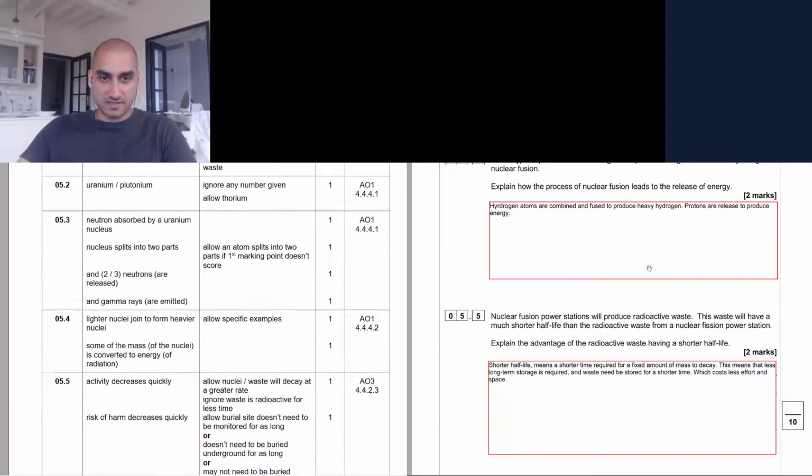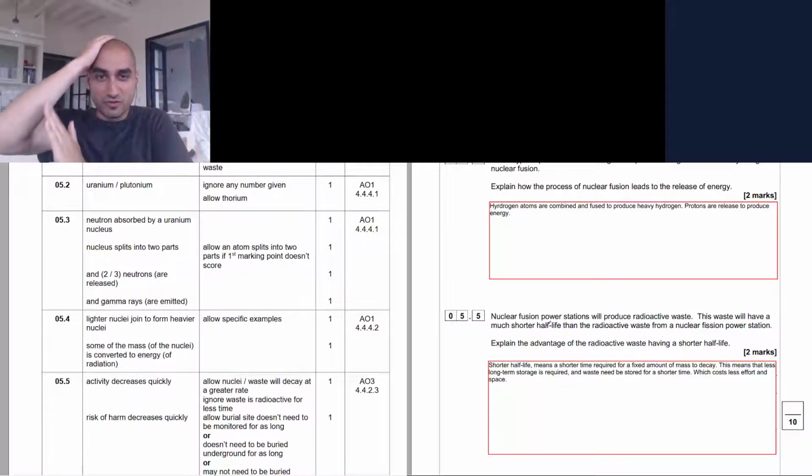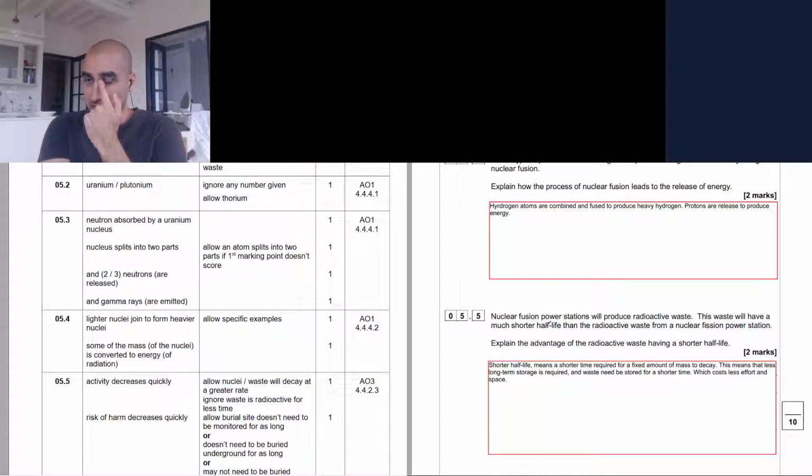Hydrogen atoms? Is this lighter nuclei join to form heavier nuclei? Some of the mass of the nuclei is converted to energy. Ooh, I got this all wrong. But half right. But it was half right uniformly, so it's wrong everywhere, really. You don't add hydrogen and hydrogen to get hydrogen. You add hydrogen and hydrogen to get like helium or something, don't you? And you don't release protons.